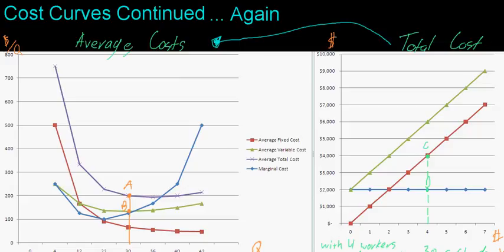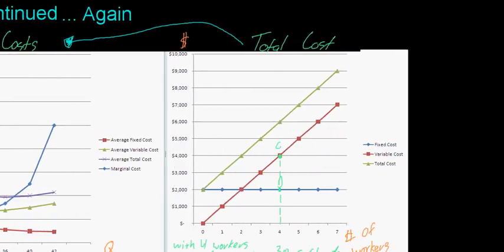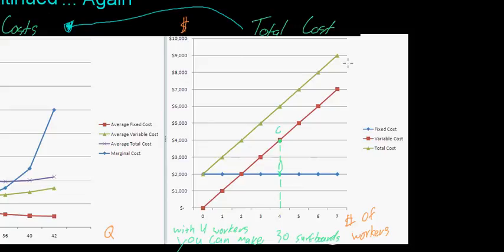So we're just going to start over here on the right, because that's the direction that we're going. And so we have total cost over here.